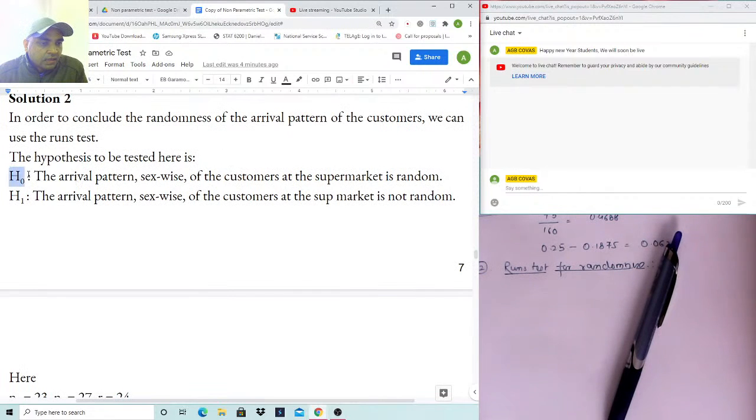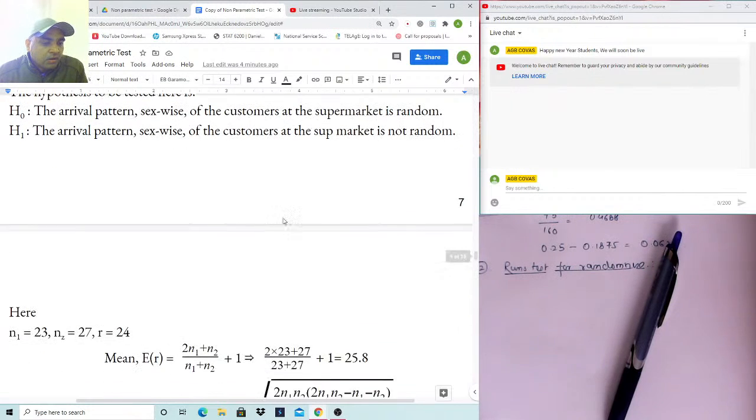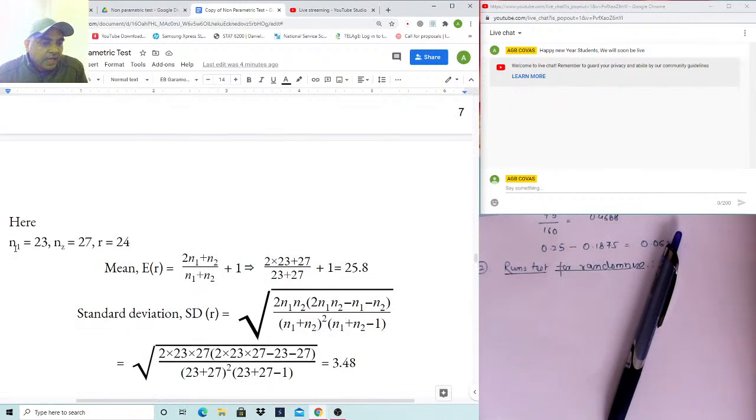So our null hypothesis is that the arrival pattern, sex-wise, of the customers at the supermarket is random, and the alternative hypothesis is that it is not random, or non-random. Here we have men 23, women 27, and the number of runs is 24. Okay, that is what we have calculated.